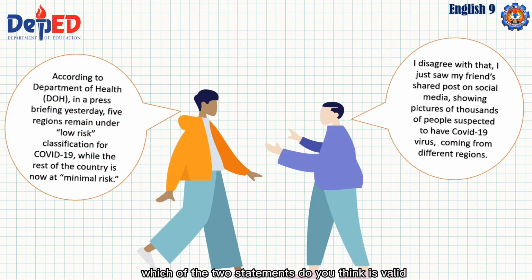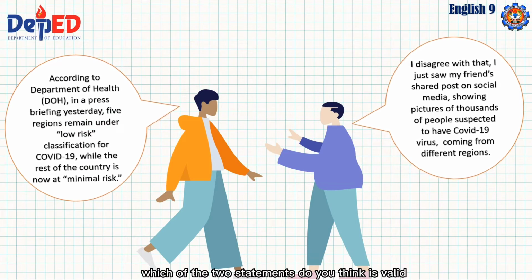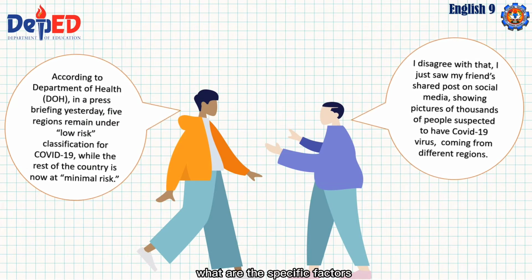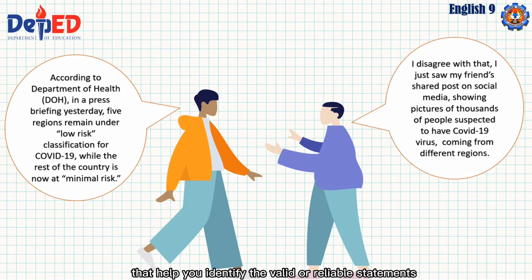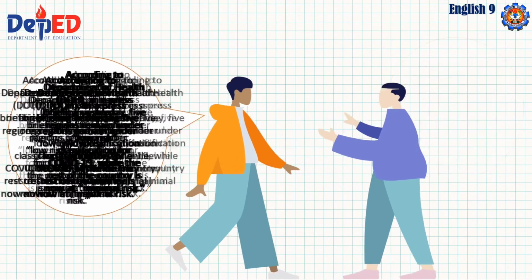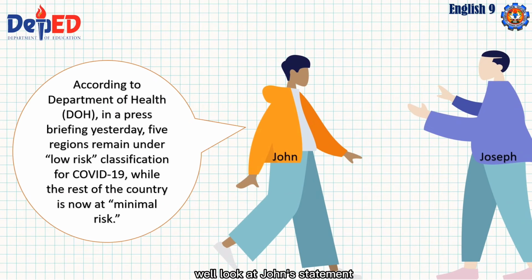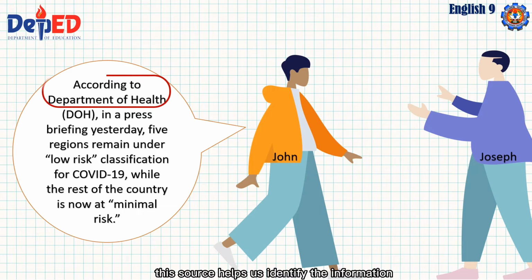Which of the 2 statements do you think is valid? What are the specific factors that help you identify the valid or reliable statements? Well, look at John's statement. He mentioned where he got the information. This source helps us identify if the information is valid or not.